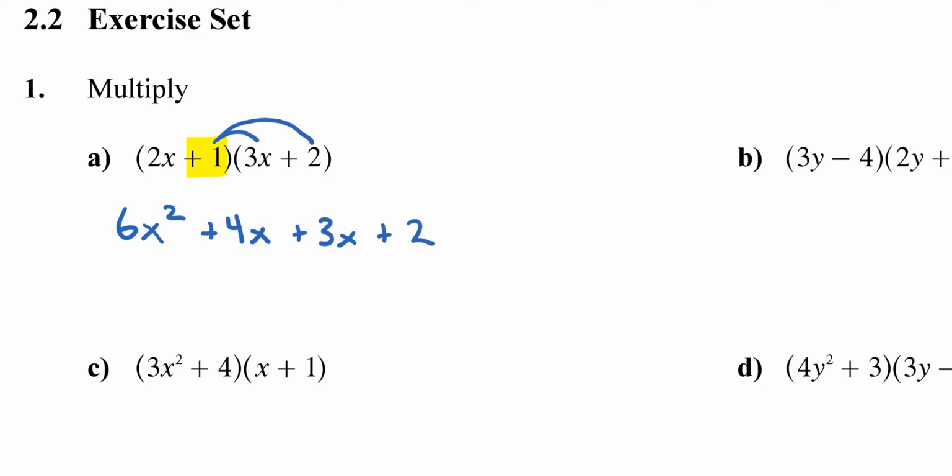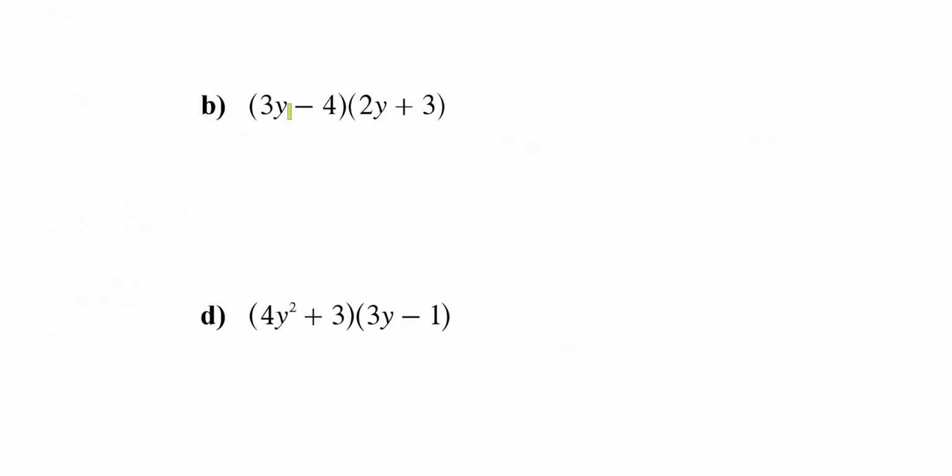Usually with some of these FOIL questions, you can combine the second and third terms. So 4 plus 3 is 7, so this is going to be 6x squared plus 7x plus 2 as my final answer. Okay, let's move on to letter B.